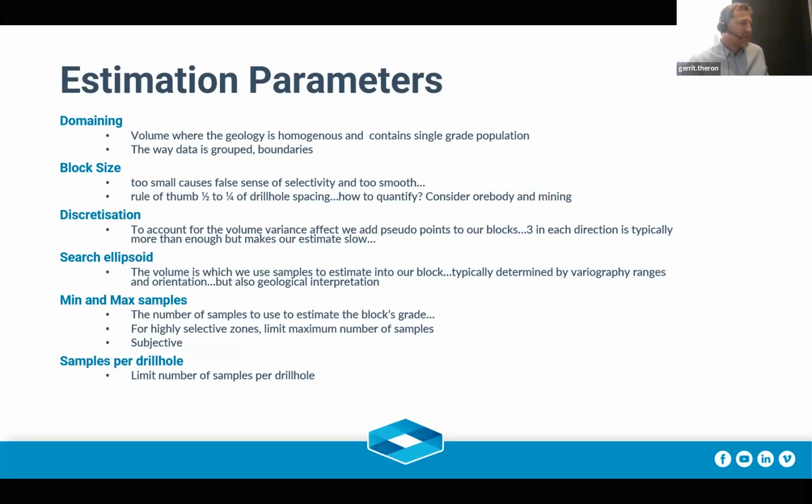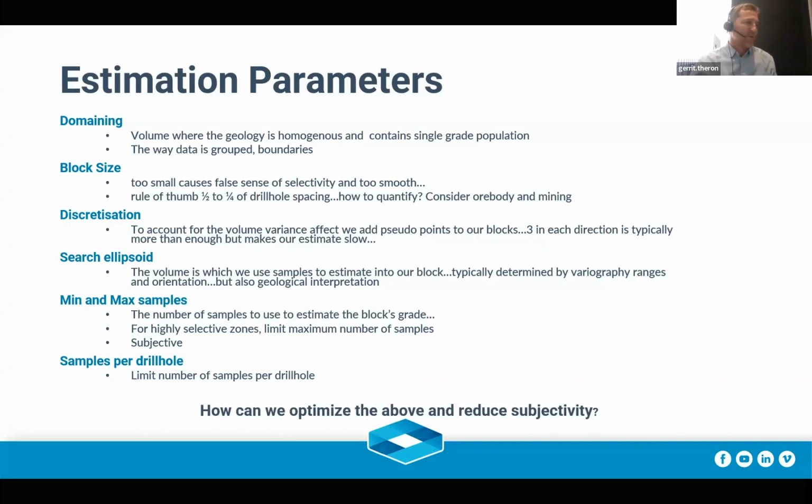Then we can also look at the number of samples per drill hole, and a lot of the software packages allow you to limit the samples per drill hole so that all your samples don't come from one drill hole, but your data is spread out across the search ellipsoid. I didn't mention sectors and octants here, so that's something else. But these are the basic estimation parameters we're going to talk about.